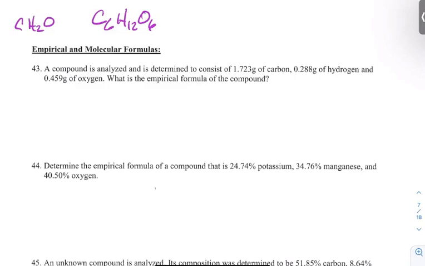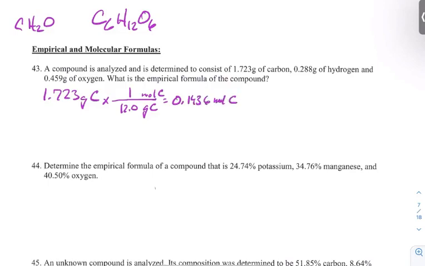It's pretty straightforward. You would take my carbon here, this 1.723 grams of carbon, and turn that into moles. You've done that, and that's discussed in previous videos. I'm going to go from grams of carbon to moles of carbon. 1 mole of carbon off of my periodic table is 12.0 grams. And if I do my math here, I get 0.1436 moles of carbon.